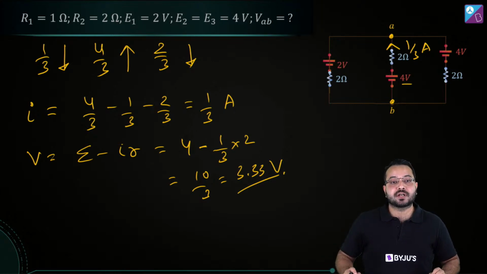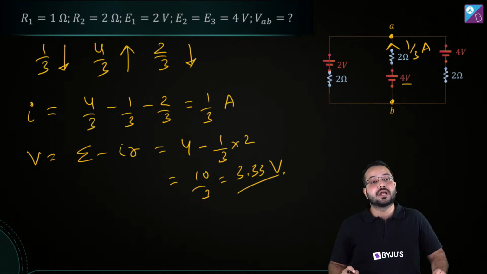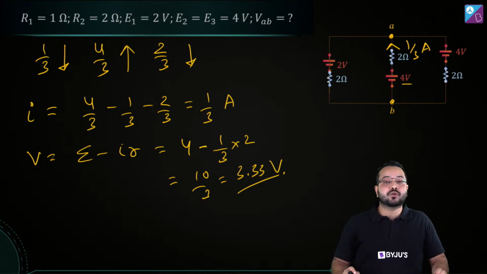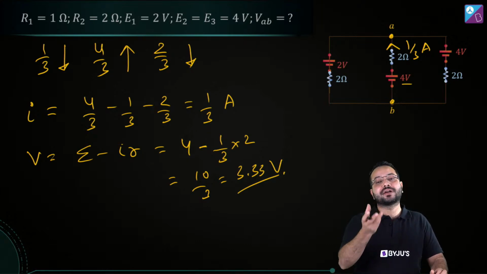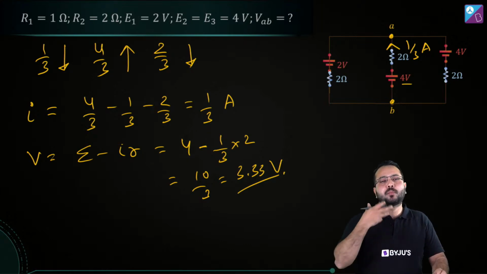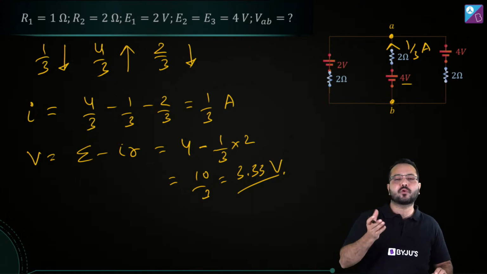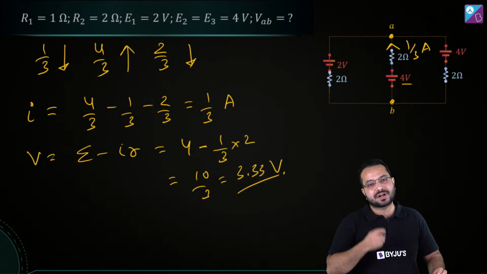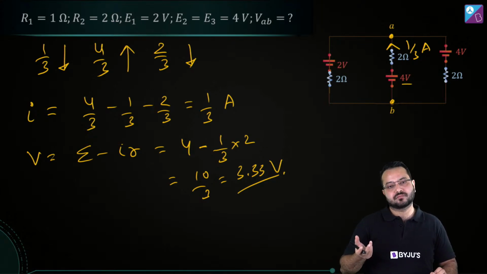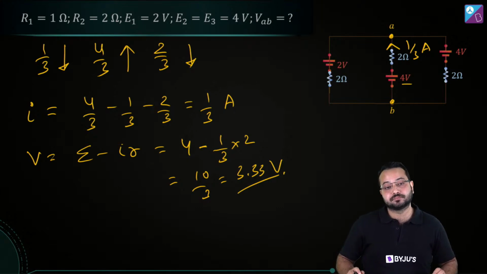Alright, Captain Jack Sparrow is asking, sir, if current has direction, then why is it not a vector quantity? Captain Jack Sparrow, it is not a vector quantity because it does not follow the vector law of addition, the triangular law of addition or polygon law of addition. There are some quantities which have directions, but they are added like a scalar. They don't obey that method.